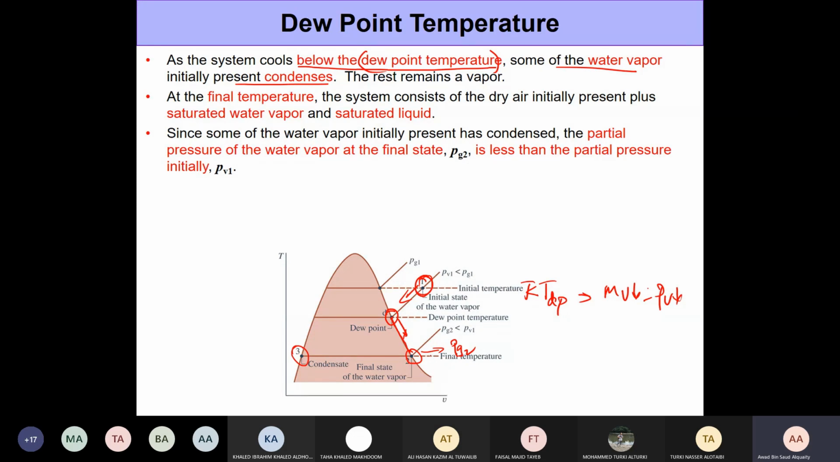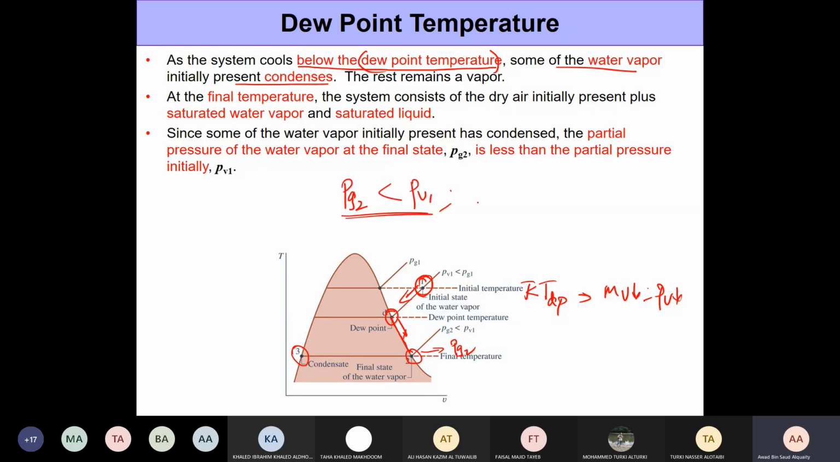Now, since some part of the vapor has converted to liquid, the mass of water vapor is less than the mass that initially existed, and therefore the partial pressure as well, Pg2, which corresponds to the partial pressure at the final state, is going to be less than the partial pressure at the beginning.